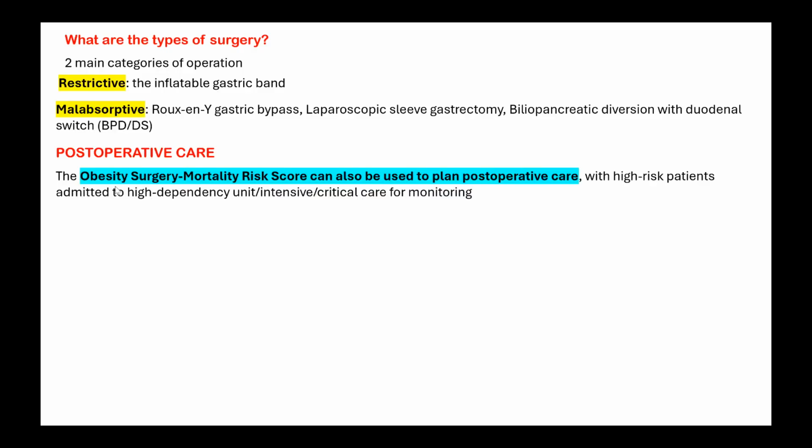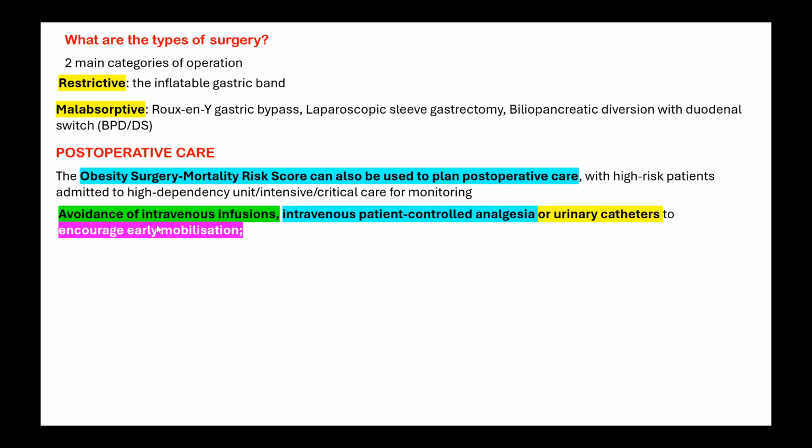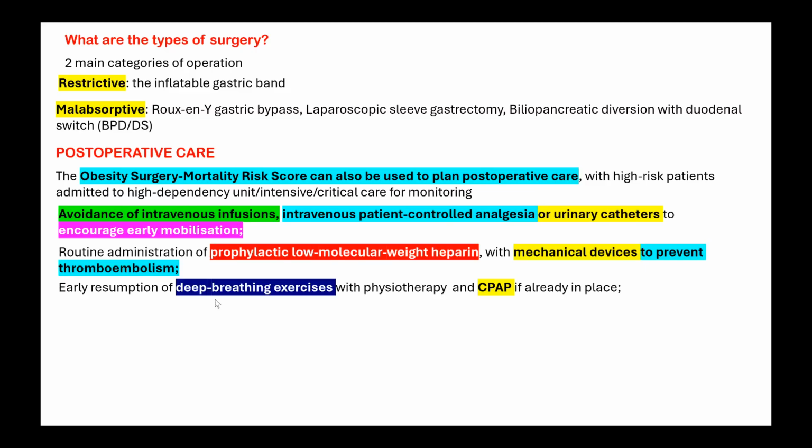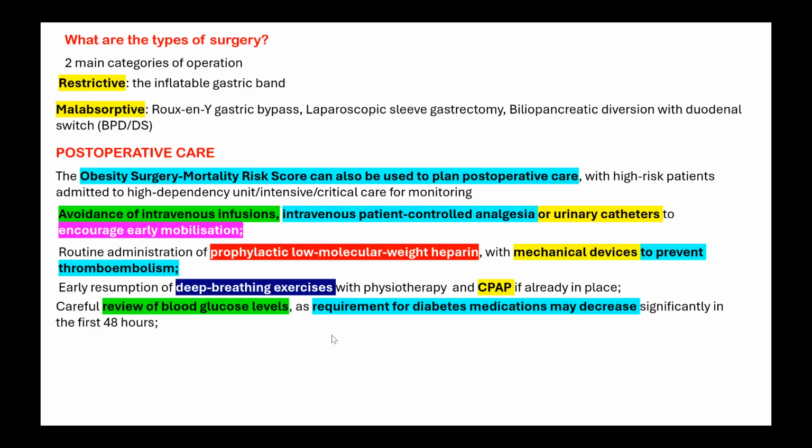For post-operative care, the obesity surgery mortality risk score can be used for planned post-operative care, with high-risk patients admitted to the high dependency unit. Avoid intravenous infusion, intravenous patient-controlled analgesia, and urinary catheters to facilitate enhanced recovery and encourage early mobilization. Routine administration of prophylactic low molecular weight heparin and mechanical devices to prevent thromboembolism. Early resumption of deep breathing exercises and the CPAP if already in place.